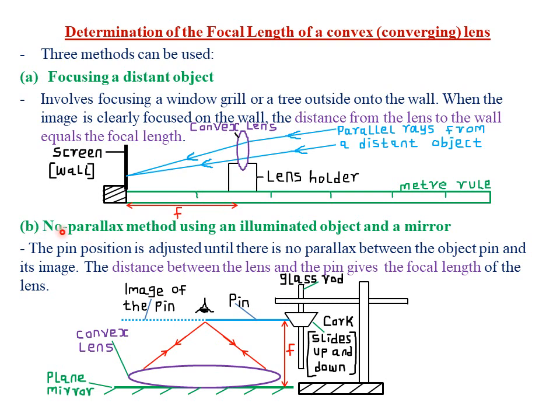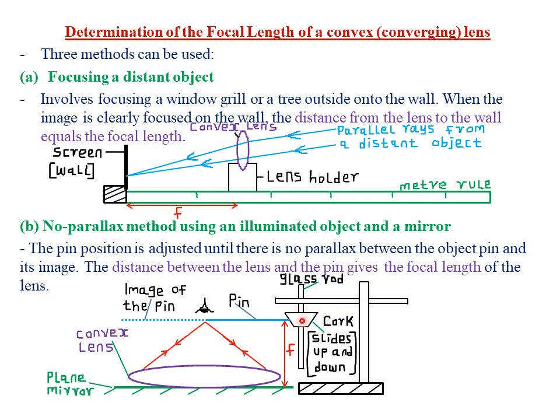The second method is what we call the no-parallax method, using an illuminated object and a mirror. You simply arrange the apparatus as shown. You take a plane mirror and put it on a flat surface. Then you place a convex lens on top of it. Then you take your cork and insert it onto a glass rod, then hold it on a boss and clamp.